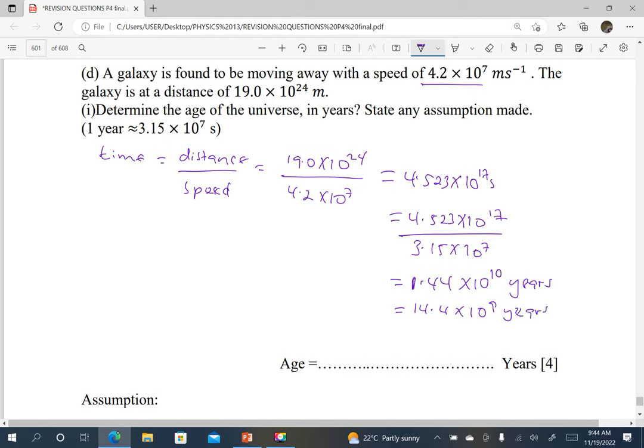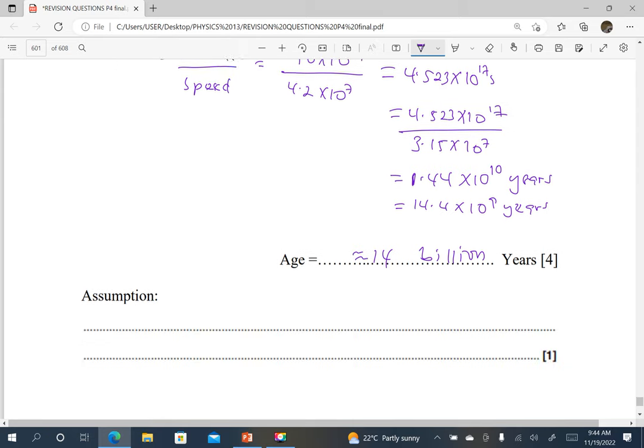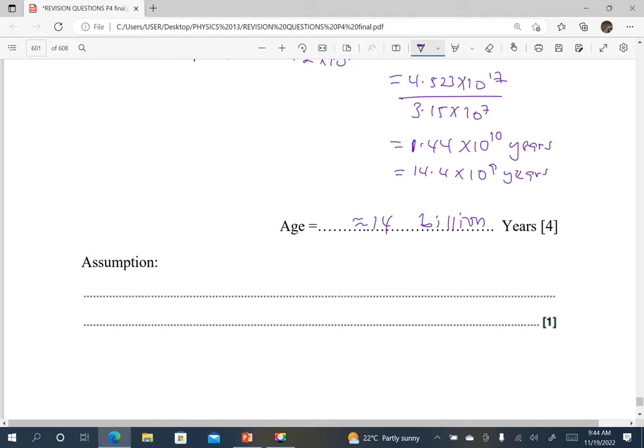In other words, the age of the universe is approximately 14 billion years. Assumption: I've assumed that the receding speed has remained constant.